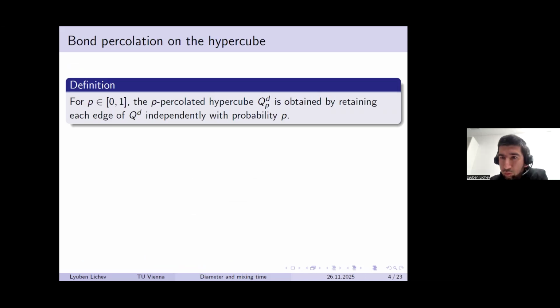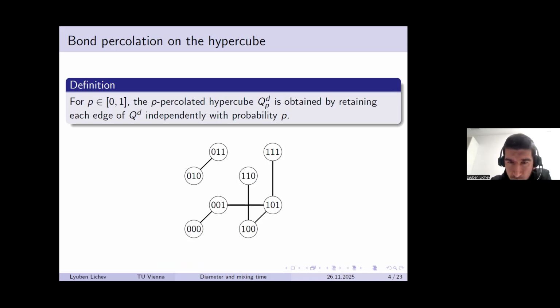So what are we going to do with this graph? Well, we're going to percolate it. As probably all of you know, a p-percolation on a graph is a random process where we retain every edge with probability p, independently for different edges. So we're going to look at random subgraphs of our cube, which look something like this.